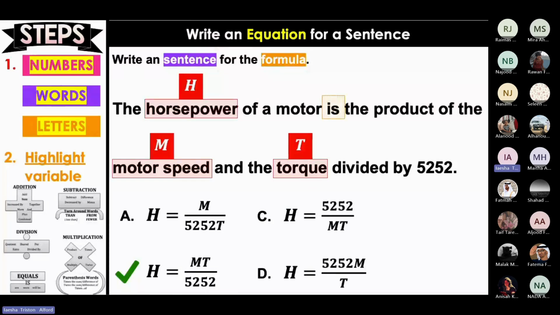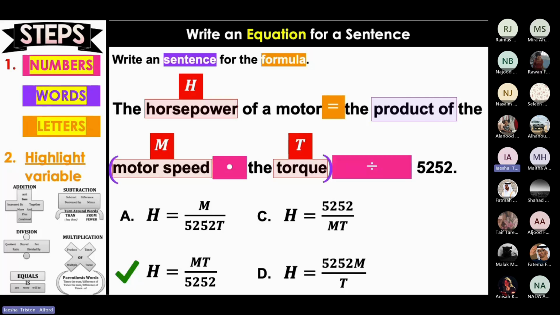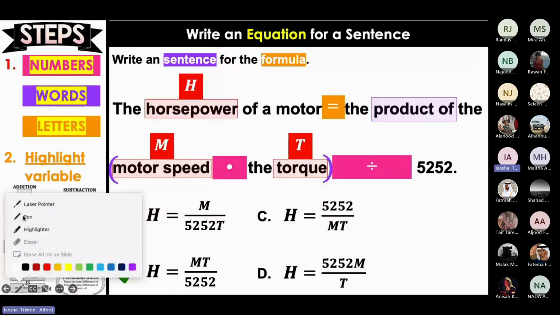We have is. The product. Equal. The product of? Multiply and parentheses. And then we have the last word? Divide by. Okay.